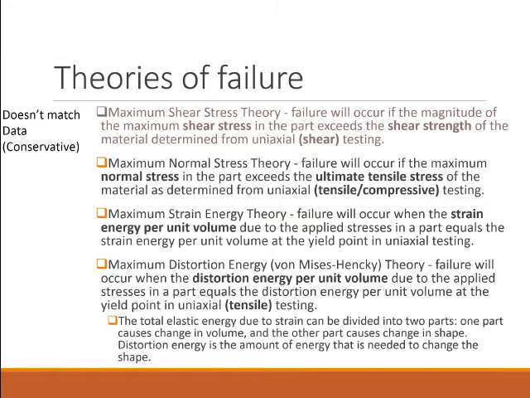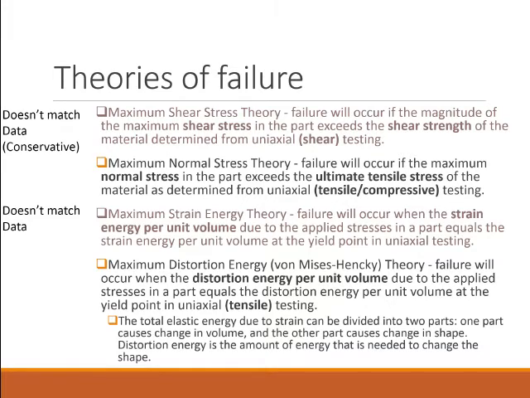The second one to consider is the maximum strain energy theory. The idea is that the strain energy determines when it's going to fail. You do some uniaxial testing, figure out the amount of strain energy that caused the uniaxial piece to fail, and then apply that and say that's the maximum energy the part can hold. But the problem with this one is, again, it doesn't match the data, so we're going to discard this.